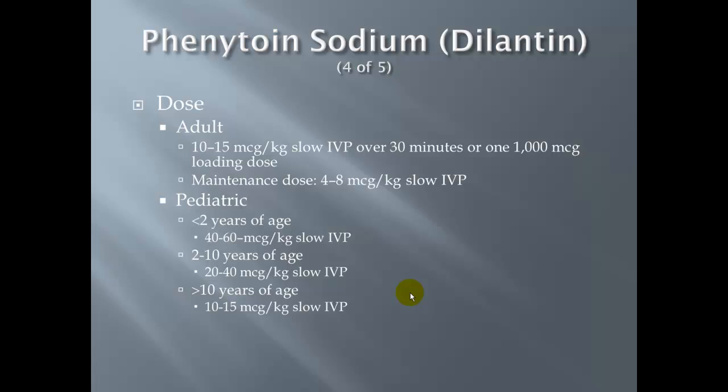Dosing on this is going to be 10 to 15 mics per kilogram slow IV push over 30 minutes, or 1,000 mic loading dose. Maintenance dose is going to be 4 to 8 mics per kilogram slow IV push. Pediatric, less than 2 years of age, 40 to 60 mics per kilogram slow IV push. 2 to 10 years of age, 20 to 40 mics per kilogram slow IV push. And then greater than 10 years of age, you're going to treat it the same as an adult at 10 to 15 mics per kilogram slow IV push.